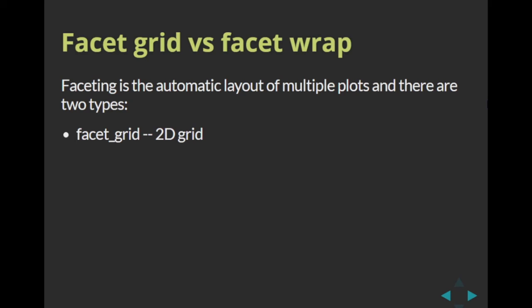So we've got facet grid, which is a two-dimensional grid. So if you want to have a variable for rows and a variable for columns, you can do that with facet grid. And wrap is more like a ribbon. So if you have a variable and you just want to string it together in a ribbon fashion, that's where facet wrap comes in handy.